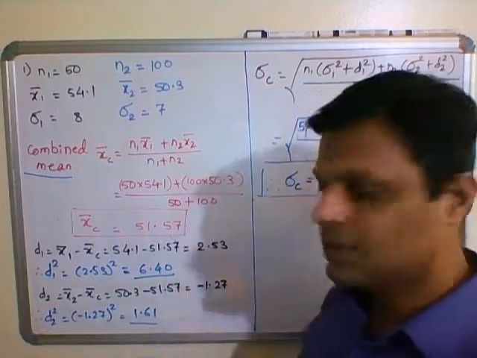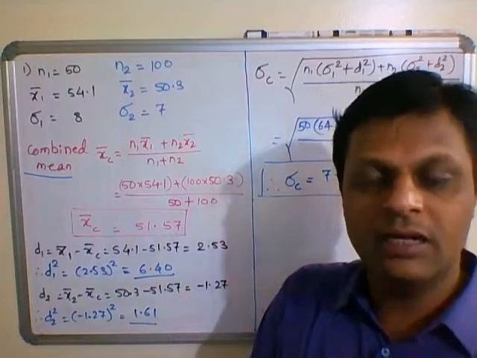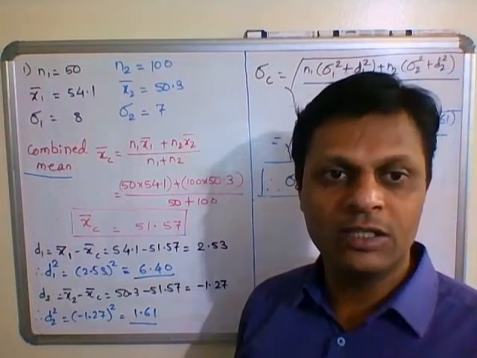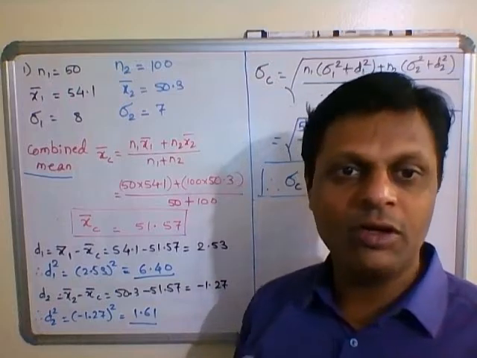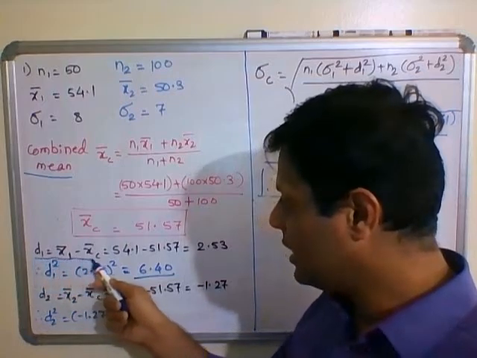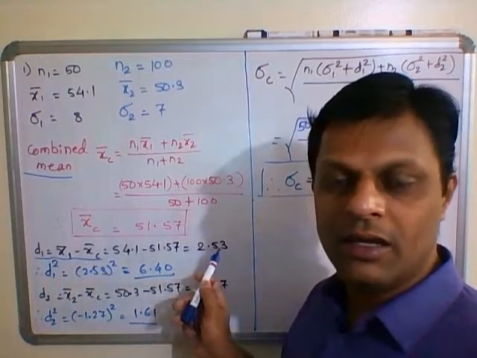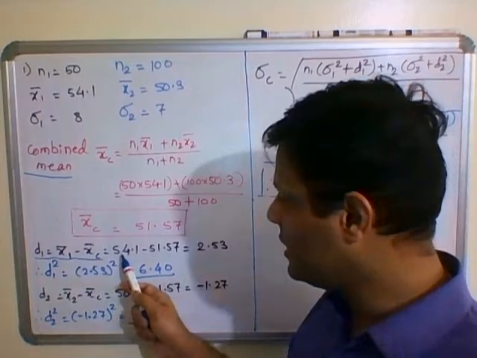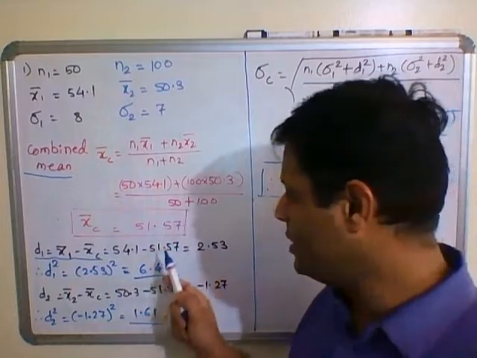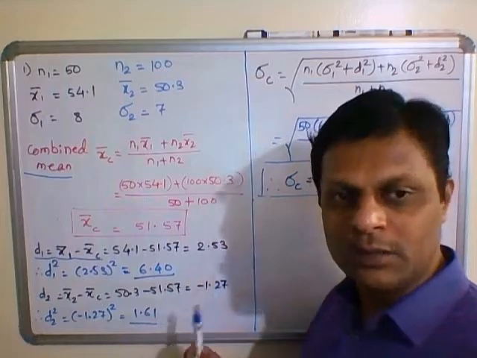Okay, now once we have this, as we were discussing, D stands for deviation. Deviation for first data set, deviation for second data set, both are required. So let us differentiate between these two. D1 for first data set, D2 for second data set. What is the formula? D1 is x1 bar minus x bar c, that is average of first data set minus combined average. Whatever is the difference will be your D1. So average of first data set is 54.1, which is given data, minus what we have calculated just now, combined average 51.57. Subtraction will be 2.53. It is approximated up to 2 decimal places.